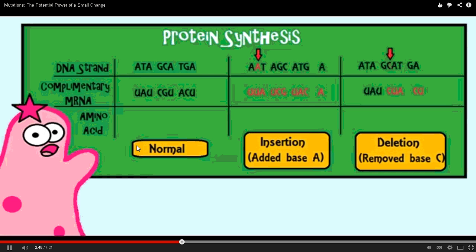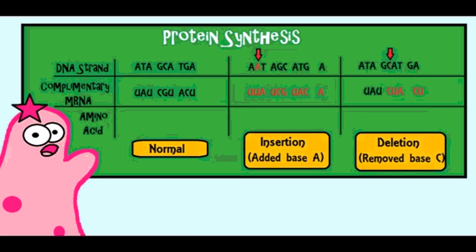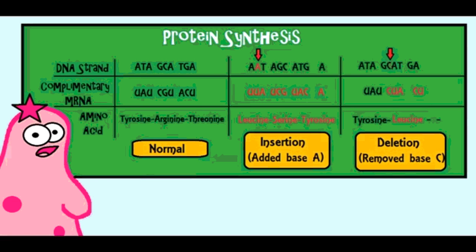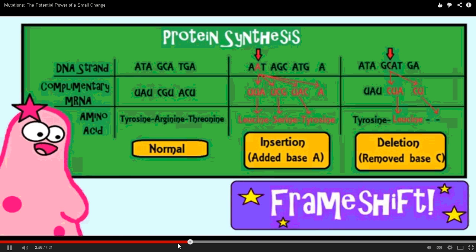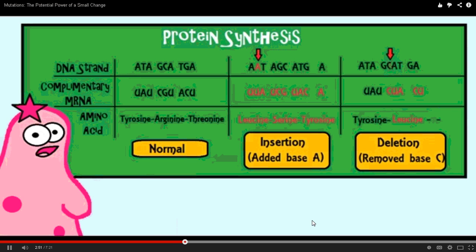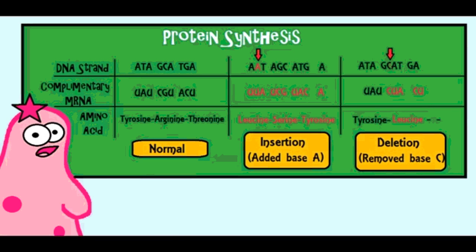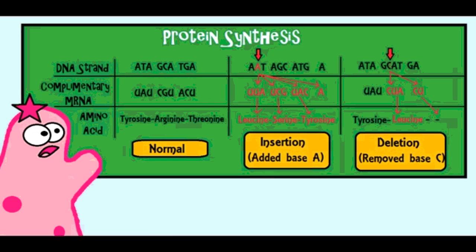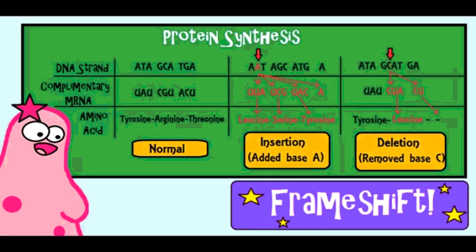Read in threes, depending on where it happened. Everything that's read afterwards has the potential to get really messed up. We call this a frame shift.